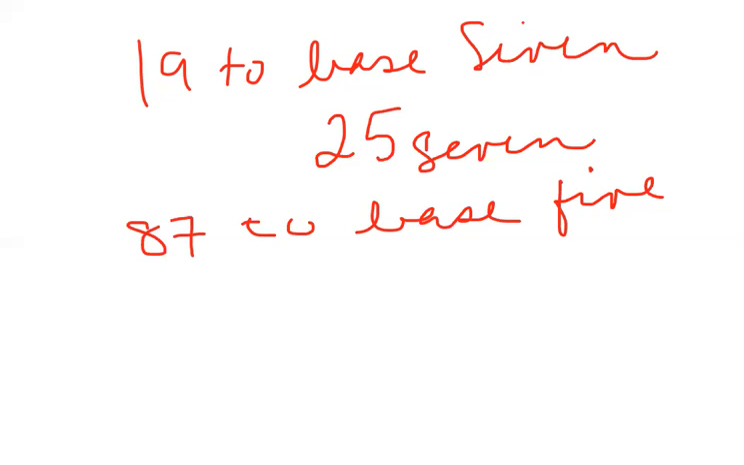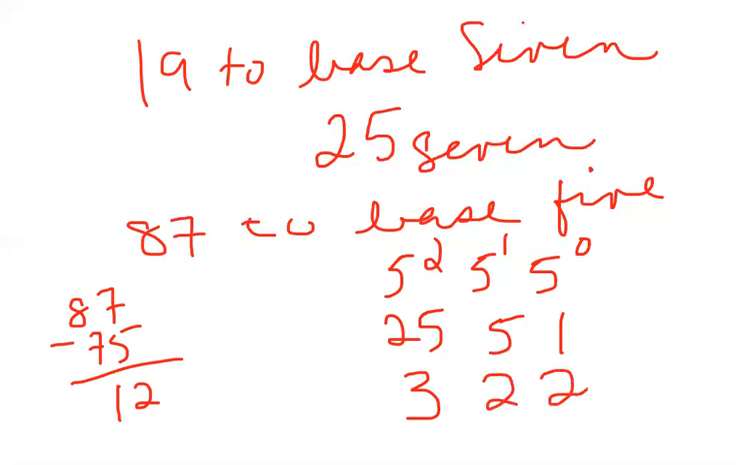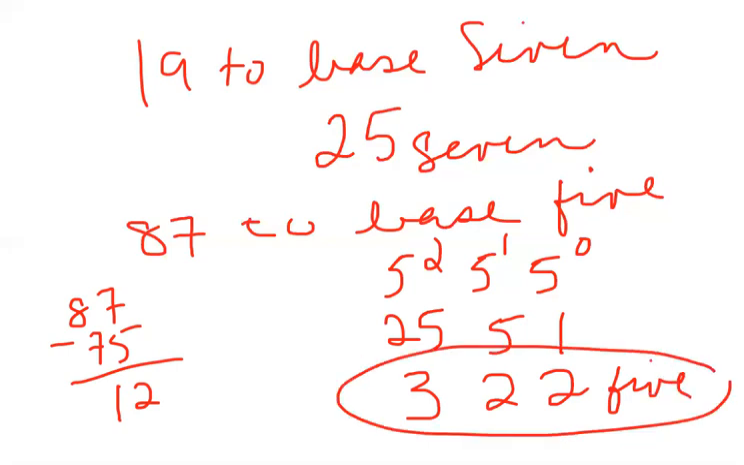So you're actually going to have to write out the place values. In base 5, 5 to the 0 is 1, 5 to the first is 5, 5 to the second is 25. So you're going to use these 3 digits to create the number 87. You're going to need 3 25s, which gives you 75. 87 minus 75 leaves you with 12. How many 5s do we need to create 12? We need 2 5s and 2 1s. Now we're done. And there you go.